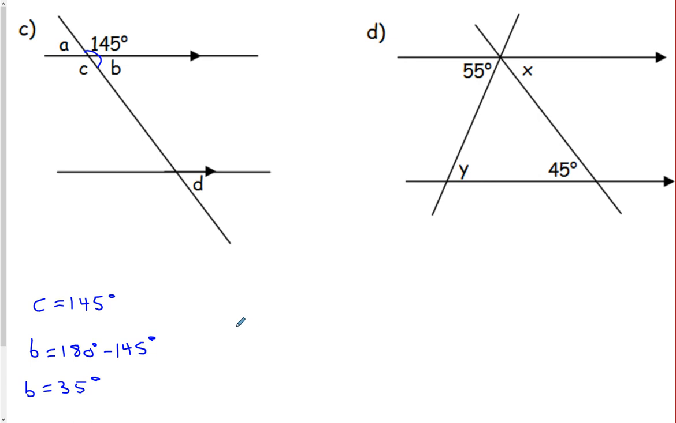For D, I can actually use my F pattern, and it's going to be equal to B, which I already got. So D is going to be 35 using my F pattern.